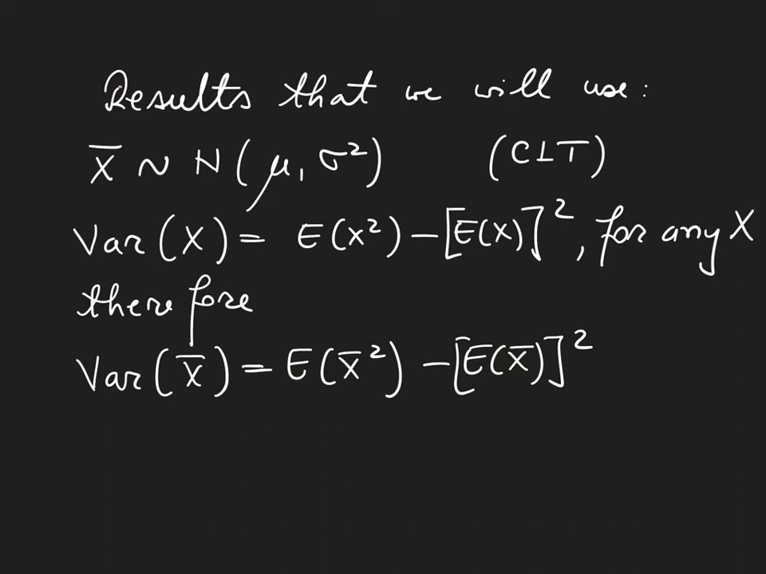We are going to use the following results. The sampling distribution of the means is normally distributed with the mean mu and the variance sigma squared over n, same as the variance of the population divided by n. And we are going to use a formula for the variance of x as being the expected value of x squared minus the mean squared for any x. Therefore, we can use the same relation for the variance of the sampling distribution of the means.